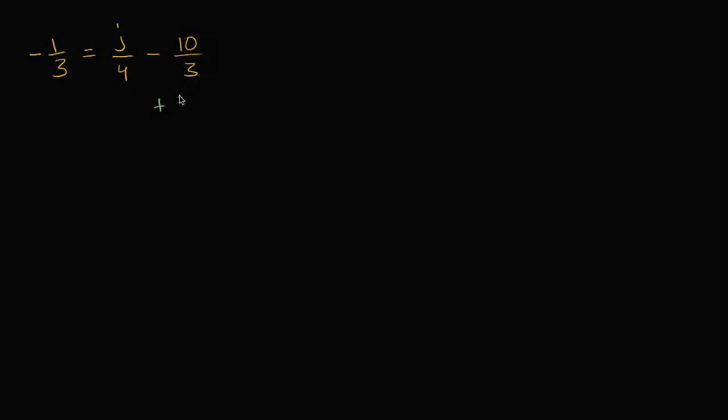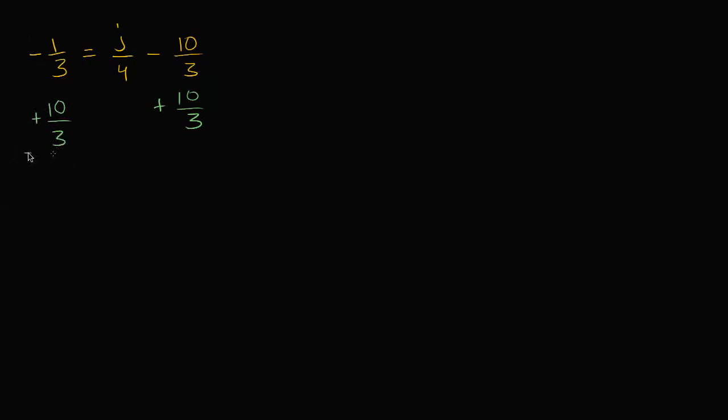is by adding 10/3. Now I can't just do that to one side of the equation, then it wouldn't be equal anymore. If this is equal to that, in order for the equality to be true, whatever I do to this, I have to do to that as well. So I have to add 10/3 to both sides of the equation.